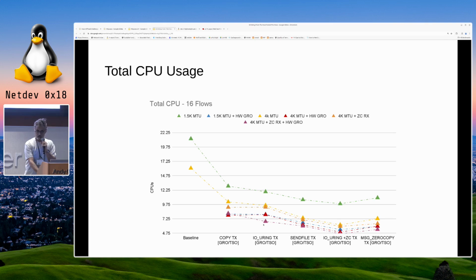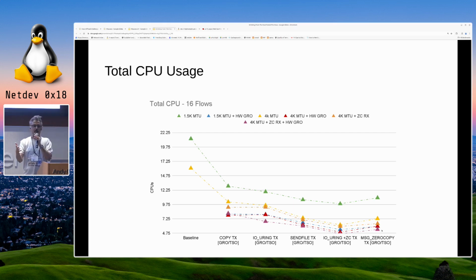I'm not even going to touch any of this other stuff here. I'm just going to focus on IO uring and message zero copy on the sender. And then if I want to really go up, there's competition now between hardware GRO, 4K MTU on the receiver side, versus hardware GRO, 4K MTU plus zero copy receive. That's the contention.